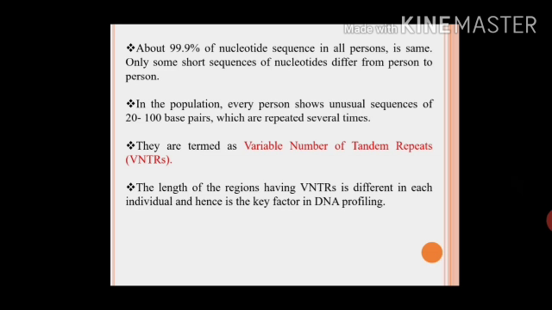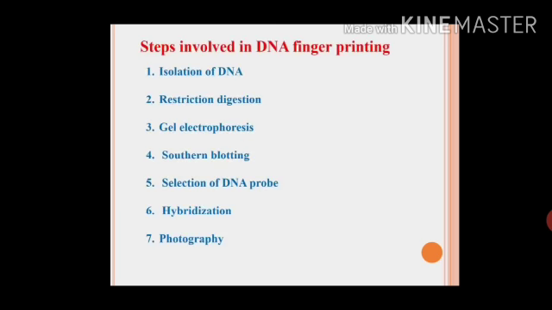VNTRs: variable number of tandem repeats. The length of regions having VNTRs is different in each individual, and hence it is the key factor in DNA profiling. Now let us study the steps involved in DNA fingerprinting.